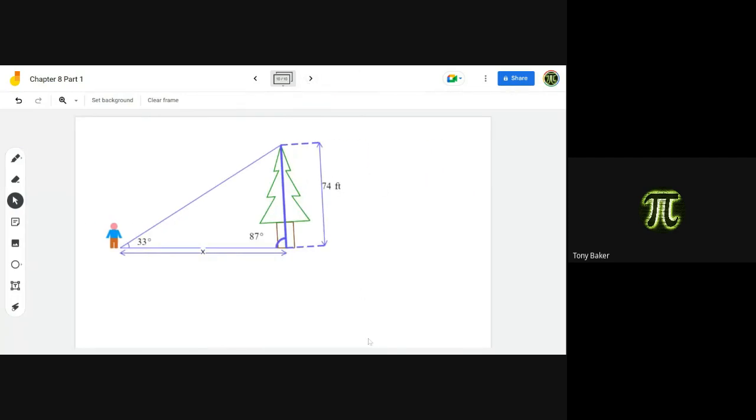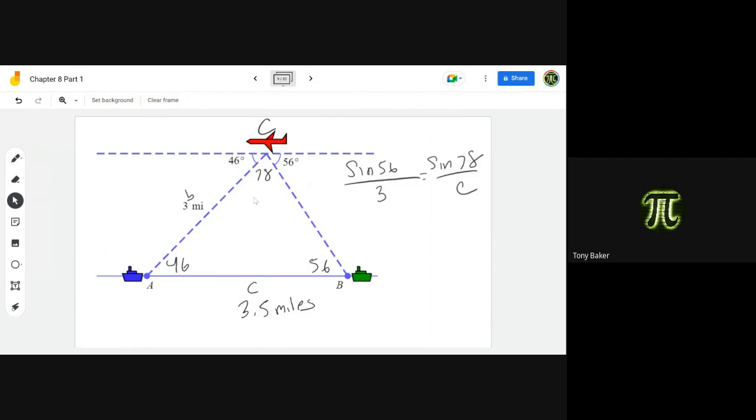Yes. I had accidentally swapped the 78 for 102. I had added the 46 and the 56 together and accidentally used that instead of 78, and I still got the same answer. So you added them and got 102, and you still got the same answer? Yeah, it gave me the same answer on the calculator. But you used 102 for the top? I used the 102 for the top. So you did sine of 102 over 3? 3 sine of 102 over sine of 56. Yeah.